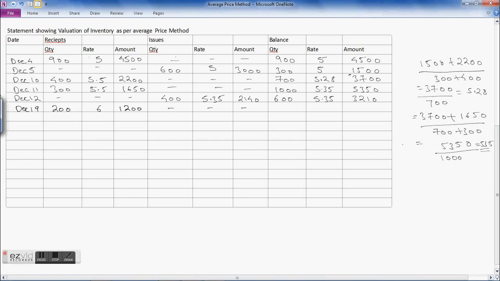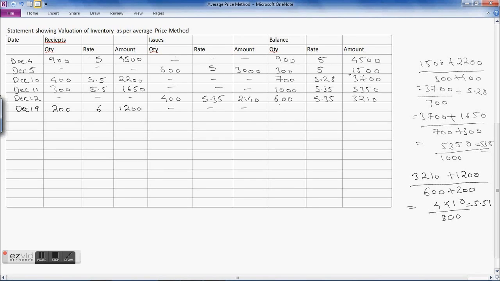Now the average stock will be again the weighted average, so 3210 plus 1200 divided by 600 plus 200. So that comes to how much? 4410 divided by 800. So the rate comes to 5.51. So we'll put it in our stock register.